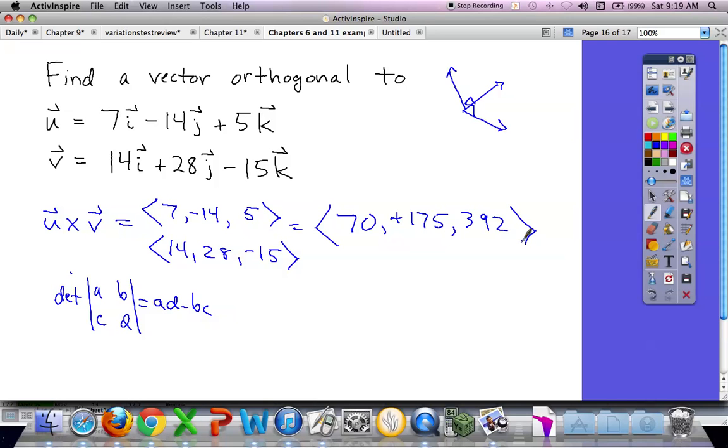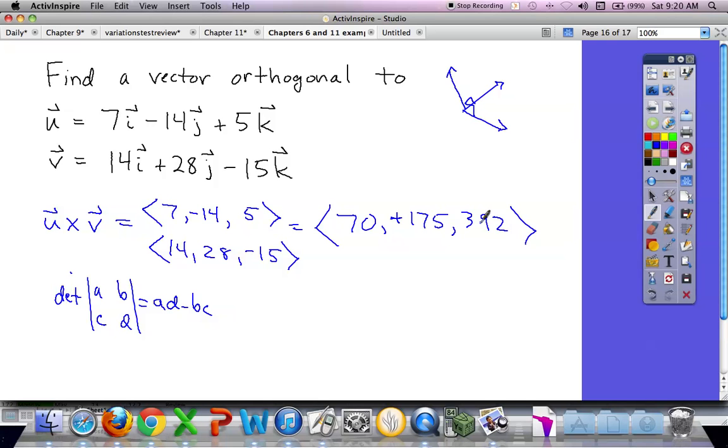So this vector should be orthogonal to the original two vectors. Now, how could you tell for sure? You could do the dot product with either one of these. 7 times 70 plus negative 14 times 175 plus 5 times 392. You should get 0. Let me try it just for the first one. 7 times 70 plus negative 14 times 175 plus 5 times 392.